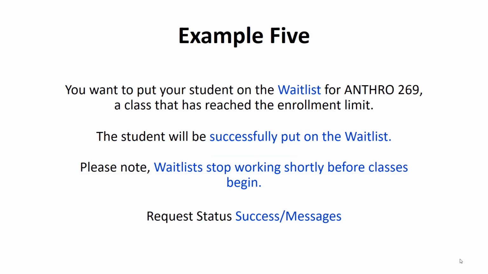Example 5. You want to put your student on the wait list for Anthro 269, the class that we saw in Example 4 that had reached its enrollment limit. The result will be that your student will be successfully put on the wait list. The enrollment request status will be Success Messages. This will be the first time that we see a status of Success Messages.